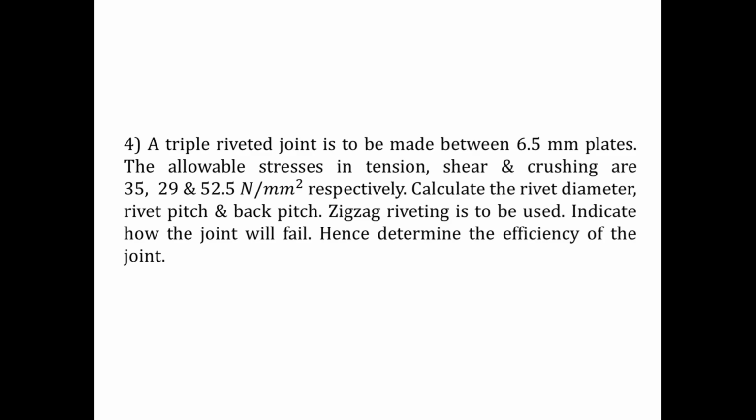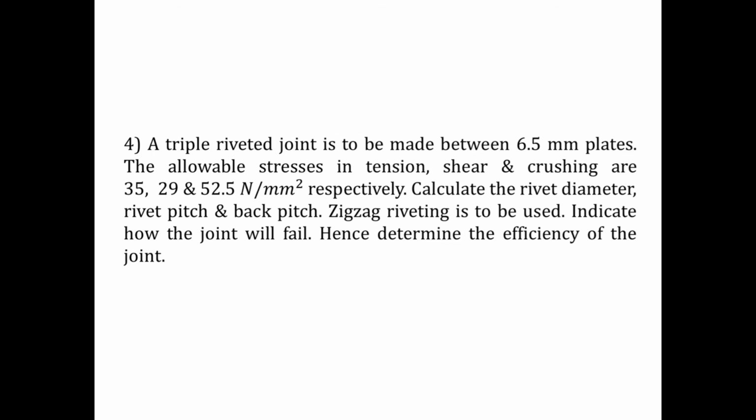Let us solve the next problem. A triple riveted joint is to be made between 6.5 mm plates. Allowable stresses in tension, shear and crushing are 35, 29 and 52.5 Newton per mm square. Calculate the rivet diameter, rivet pitch and back pitch. Zigzag riveting is to be used. Indicate how the joint will fail. Hence, determine the efficiency of the joint.